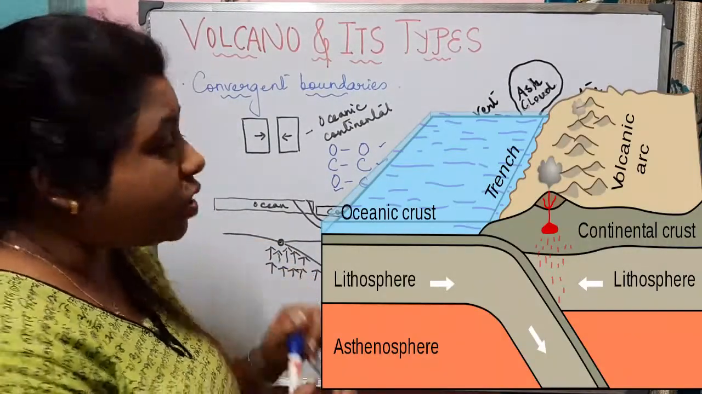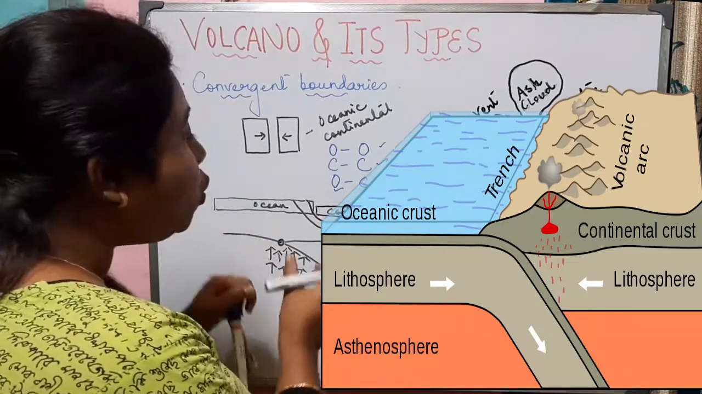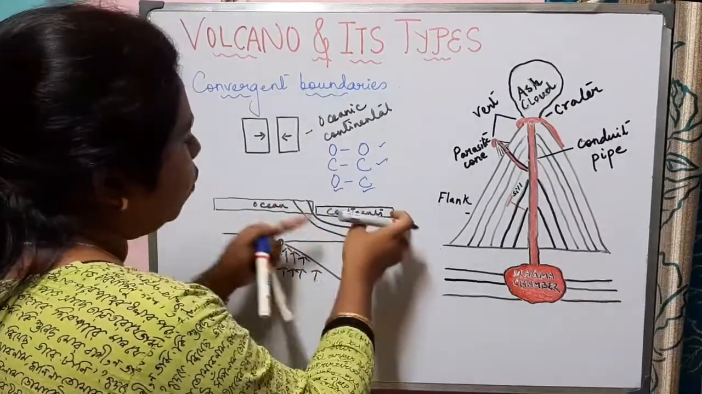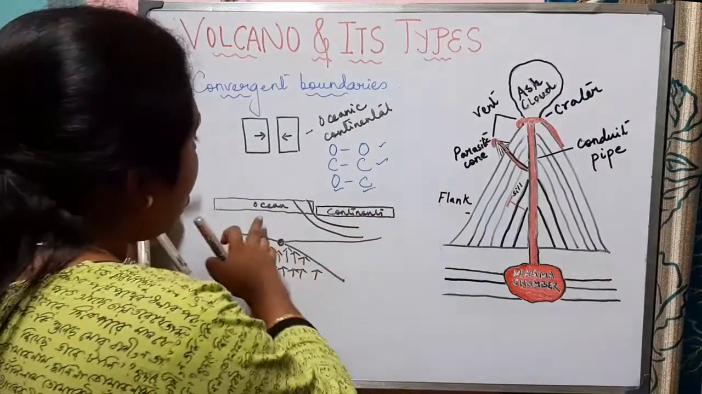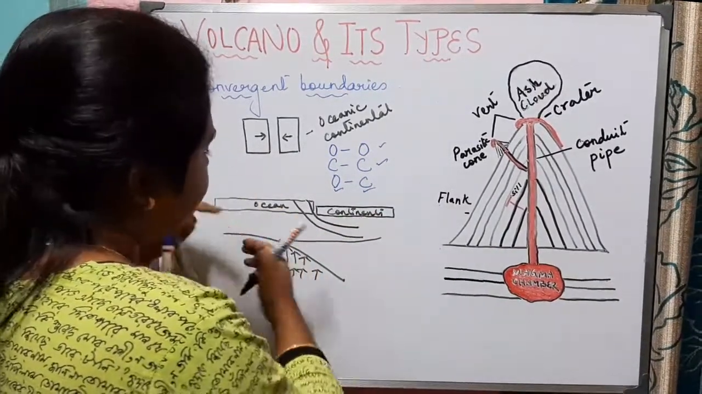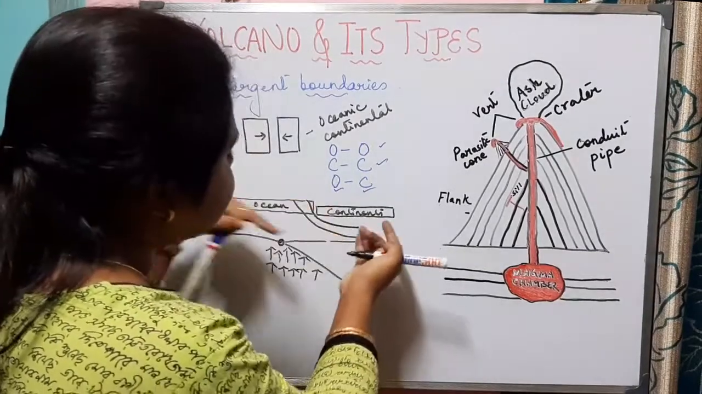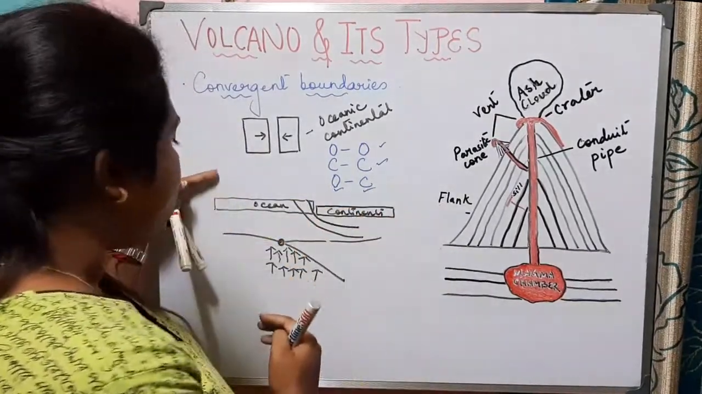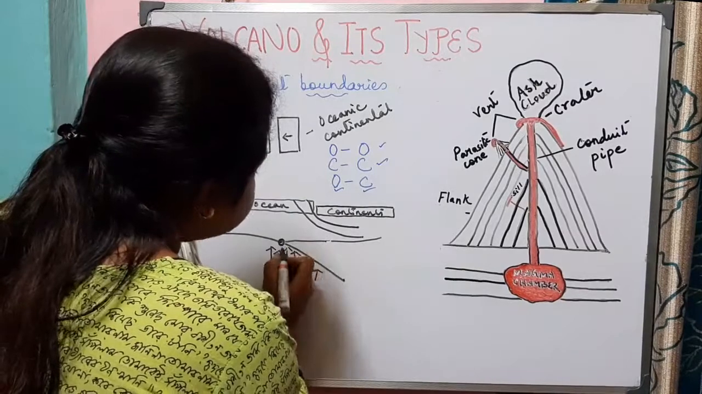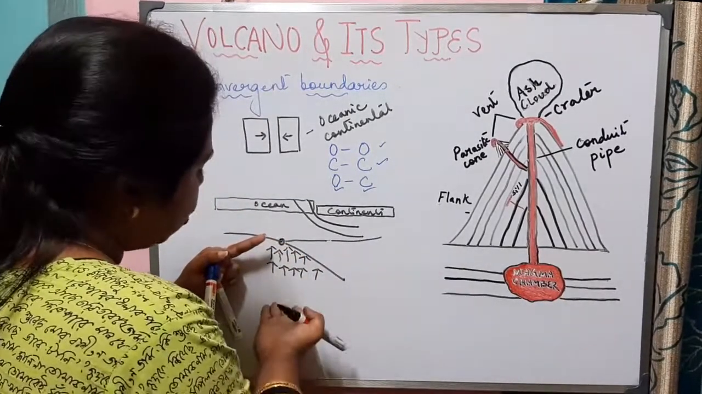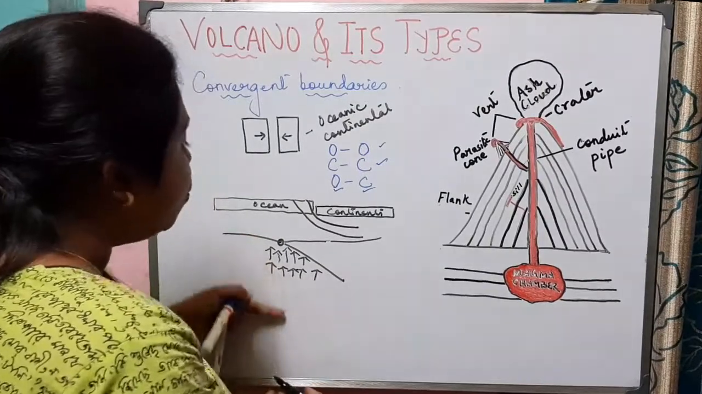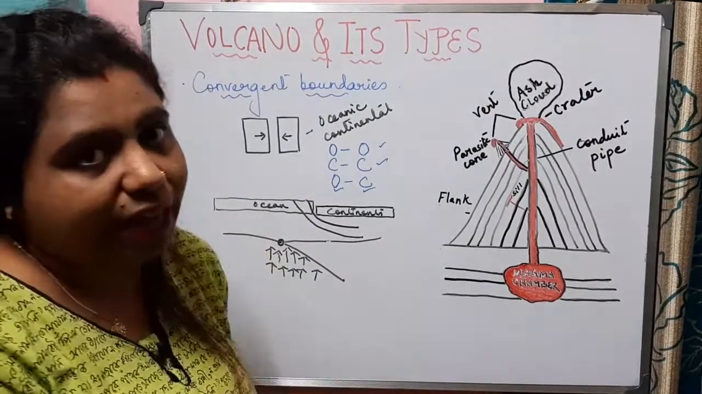So due to convergent plate movements, when two plates, one of oceanic origin and another of continental origin, move towards each other, the oceanic plate being denser will slide past and the continental plate will rest upon the ocean. So here a subduction will occur, and this subduction will create pressure which will lead the magma to rise up and cause volcanic eruption.